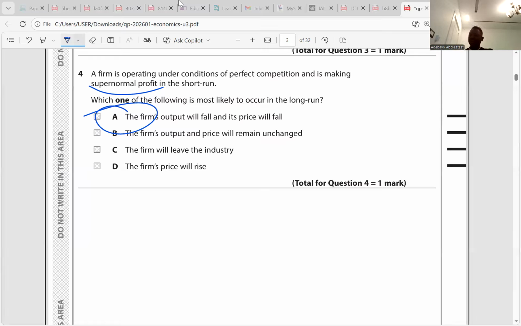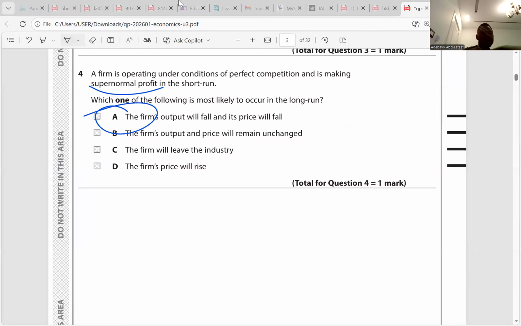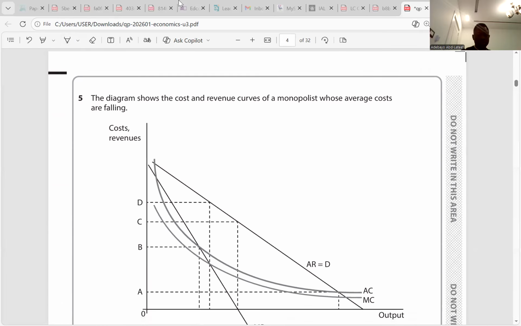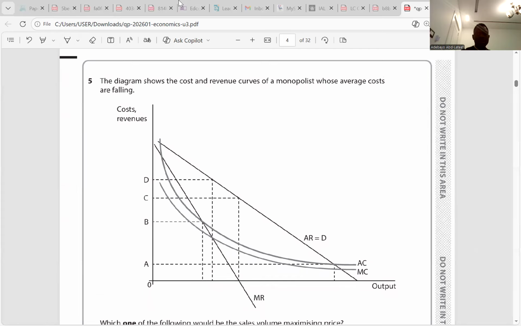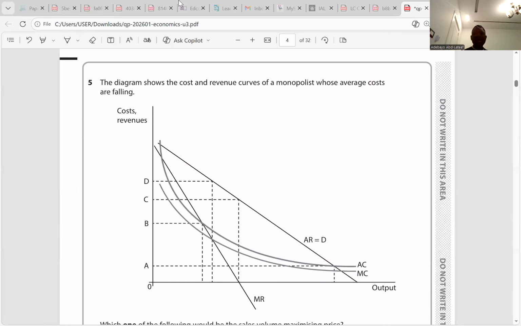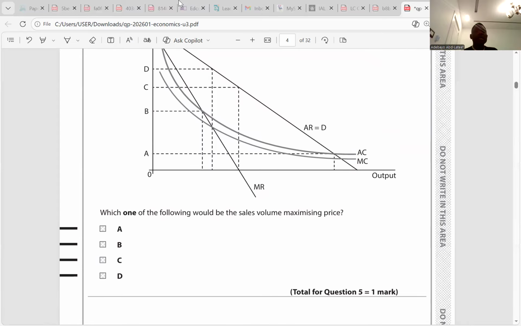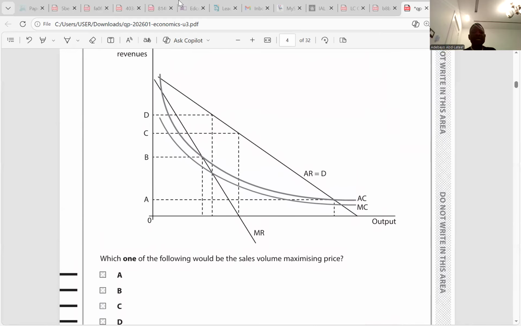So question 5. For question 5, it's a graph. They said the diagram shows the cost and revenue curves of a monopolist whose average costs are falling. Now they ask, which one of the following would be the sales volume maximizing price?